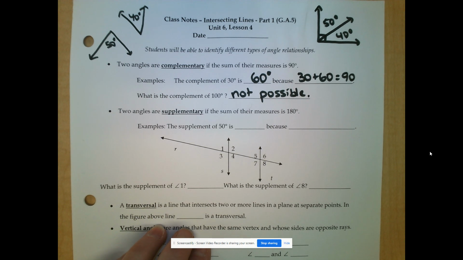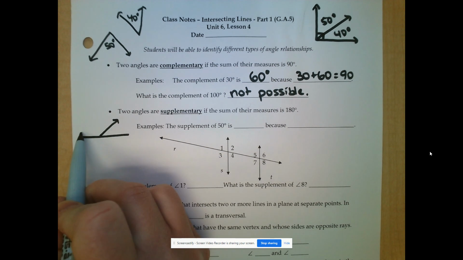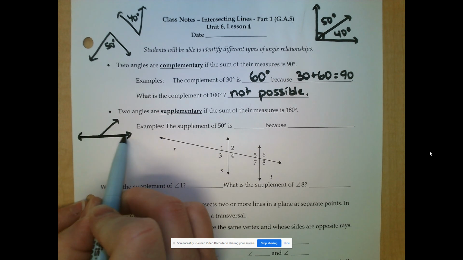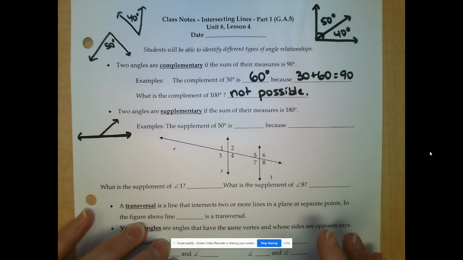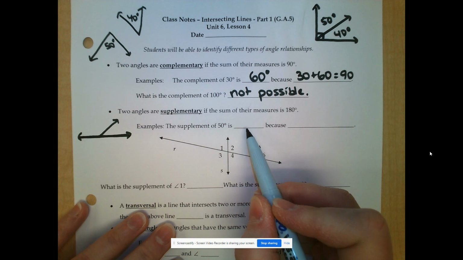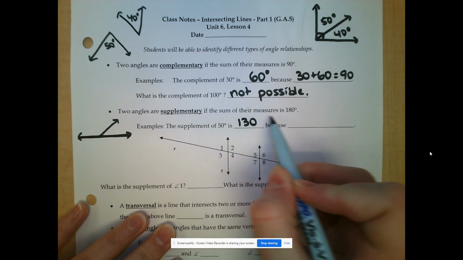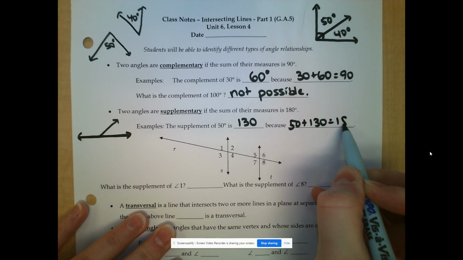Two angles are supplementary if the sum of their measures is 180. So same idea. You can either have two angles that when you put them together, they make a straight line along the bottom, or you can have two angles that are not touching or connected at all. So the supplement to 50 degrees is a number that would add up to 180. So the supplement would be 130 because 50 plus 130 equals 180.